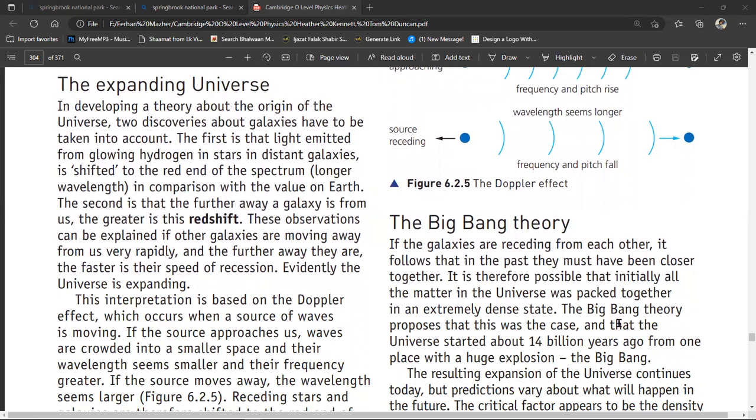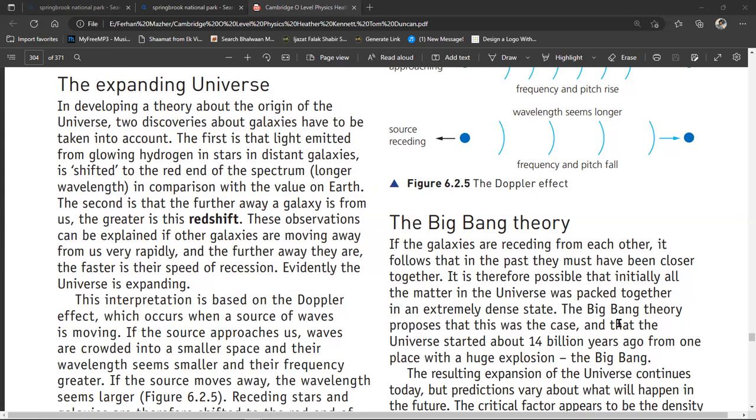In developing a theory about the origin of the universe, two discoveries about galaxies have to be taken into account. The first is that light emitted from glowing hydrogen in stars in distant galaxies is shifted to the red end of the spectrum, longer wavelength, in comparison with the value on Earth. The second is, the further away a galaxy is from us, the greater is this redshift. These observations can be explained if other galaxies are moving away from us very rapidly, and the further away they are, the faster is their speed of recession. Evidently, the universe is expanding.